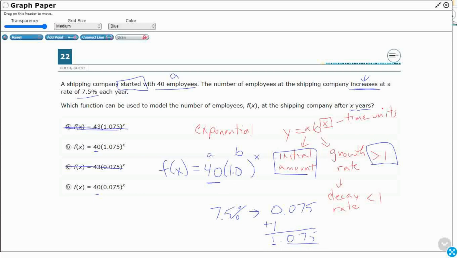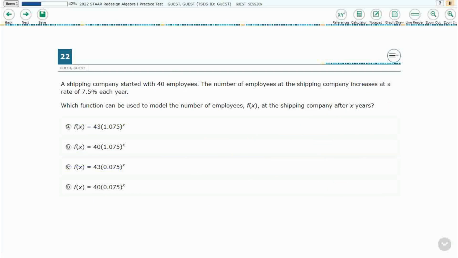So it's a little bit strange, but you need to keep that 1 in there if you want it to increase. So what matches? There we go. Right? That B is going to match because that 1 is going to keep the initial amount. So answer is B.